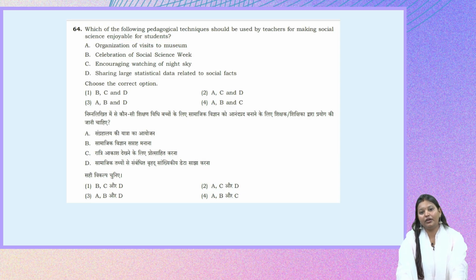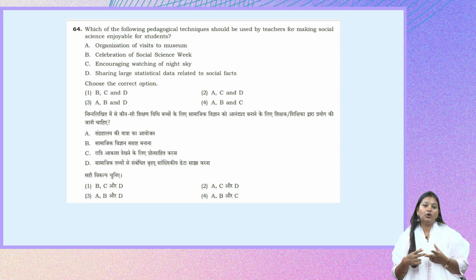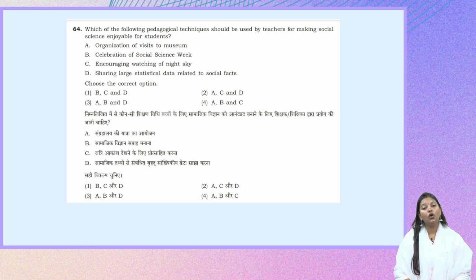which of the following pedagogical techniques should be used by teachers for making social science enjoyable for students? Organizing of visits to museum, celebration of social science week, encouraging watching of night sky, sharing large statistical data related to social facts. So, there are various pedagogical techniques and also approaches that the teachers should use in order to make the learning of social science enjoyable and also very interactive and interesting for our students.